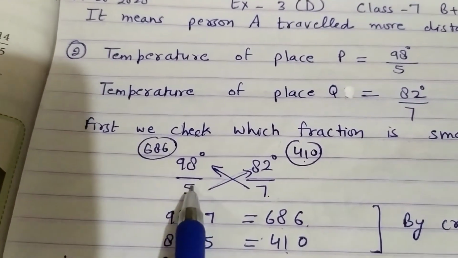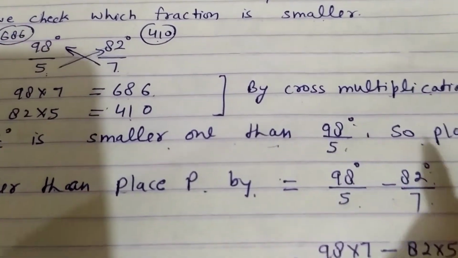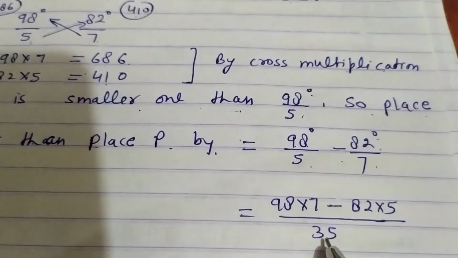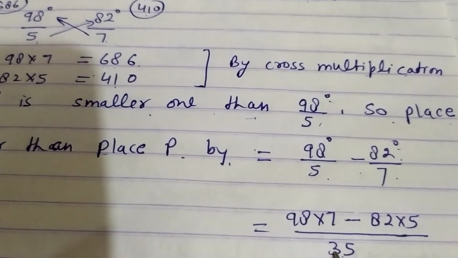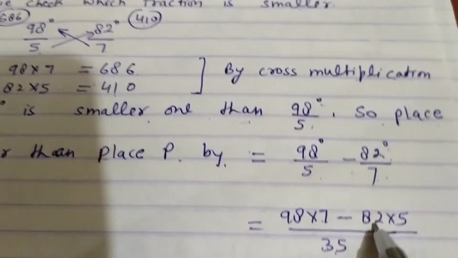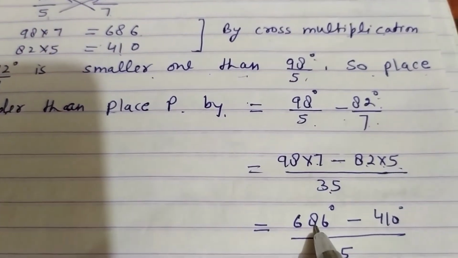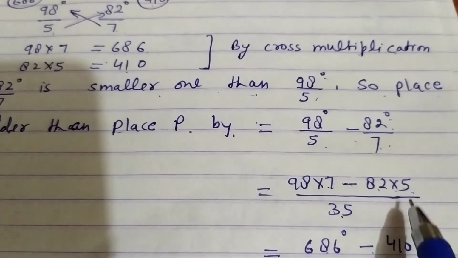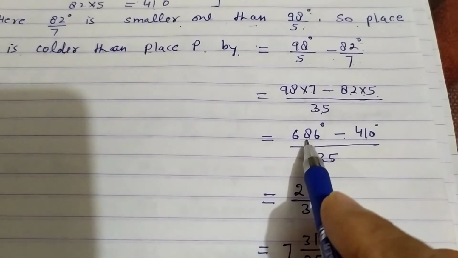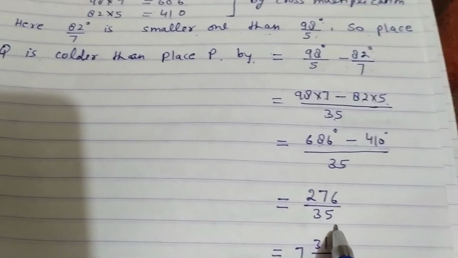Now we will subtract these two rational numbers. 98 upon 5 minus 82 upon 7 degree. Again we will find LCM of 5 and 7. It is 35. 5 sevens are 35. Then 98 multiplied by 7 minus 7 fives are 35, 82 multiplied by 5. Then 98 multiplied by 7, it is 686 minus 82 multiplied by 5, it is 410 upon this 35. Now 686 minus 410, it is equal to 276 upon 35.